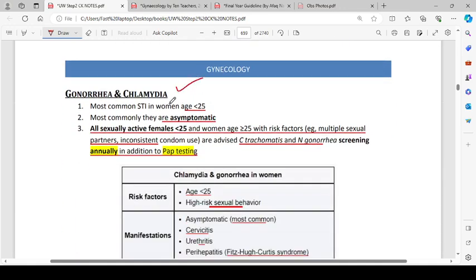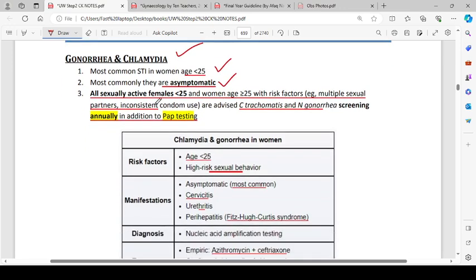Gonorrhea and chlamydia. The most common STI in women less than 25 years of age. Most commonly they are asymptomatic. All sexually active females less than 25 and women aged more than 25 with risk factors like multiple sexual partners, inconsistent condom use are advised chlamydia trachomatis and Neisseria gonorrhoeae screening annually in addition to Pap testing.